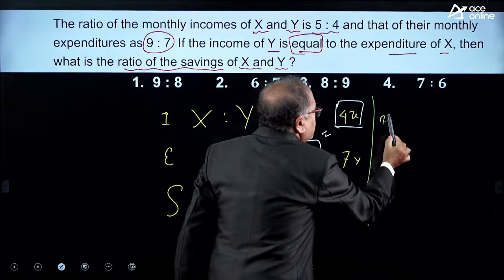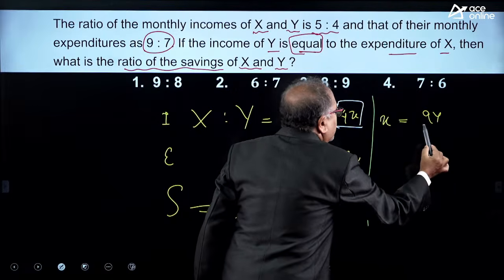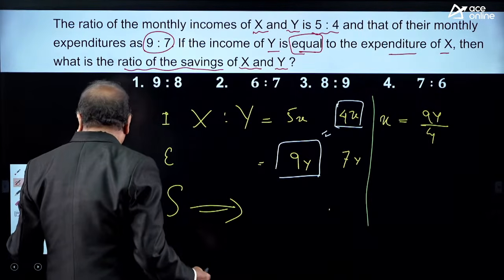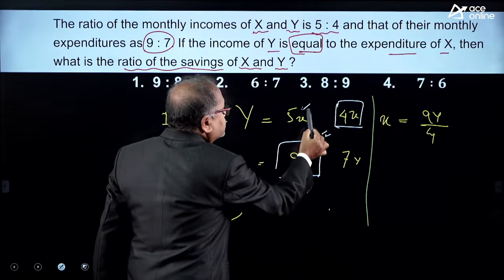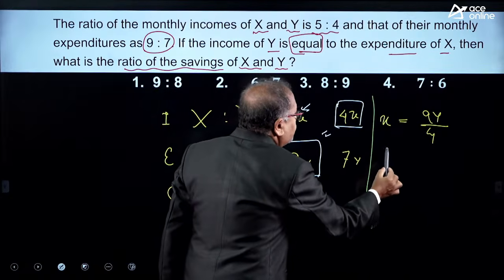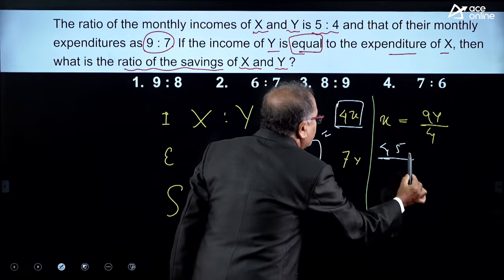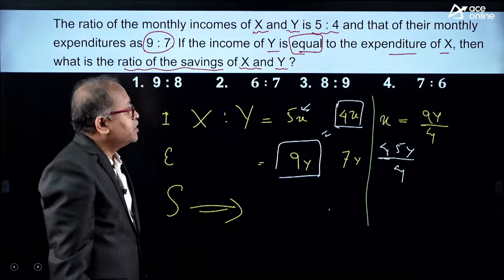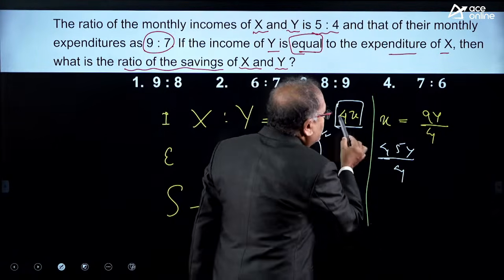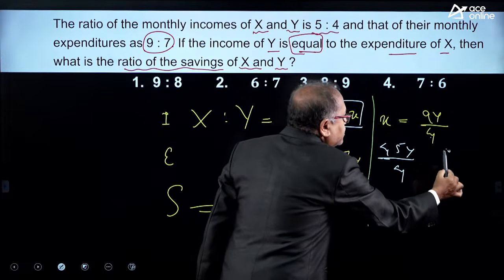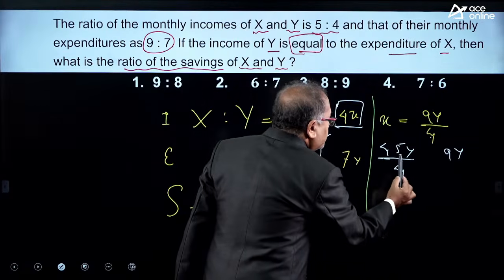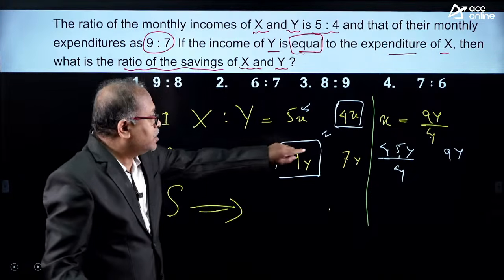So can I take this one as x is equal to 9y by 4. So now replace this x by 9y by 4. So what it comes over here, 9 times 5 is 45. So 45y by 4, I got it. And here x I will replace, 9 times 4 is 36. So it comes 9 times 4 is 36, but 4 gets cancelled. This is 9y. Okay. Now this is in the form of y.